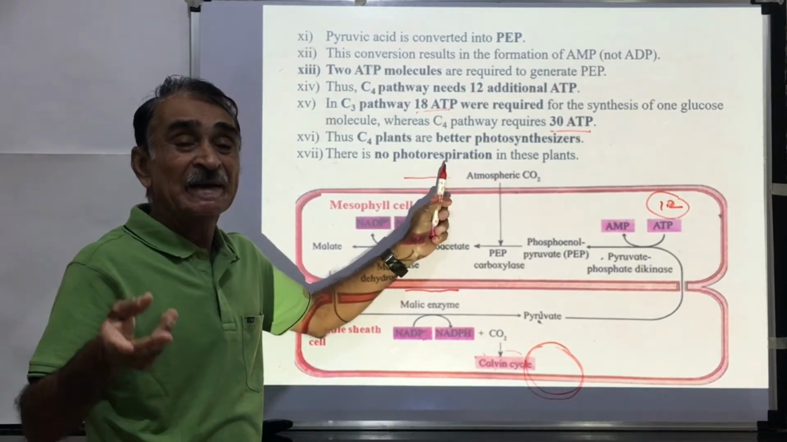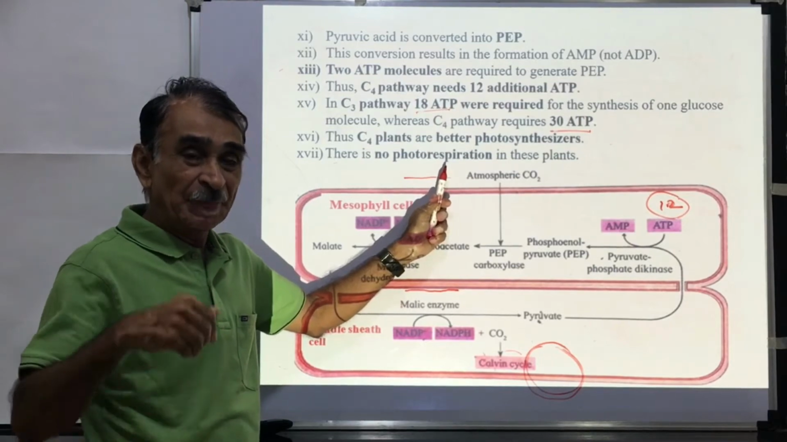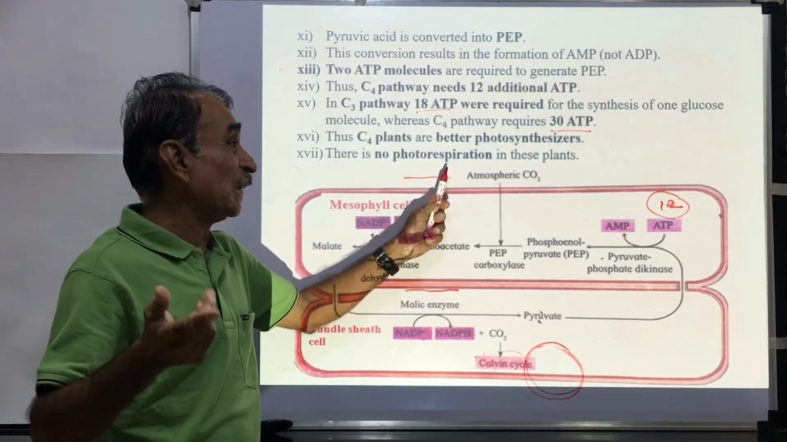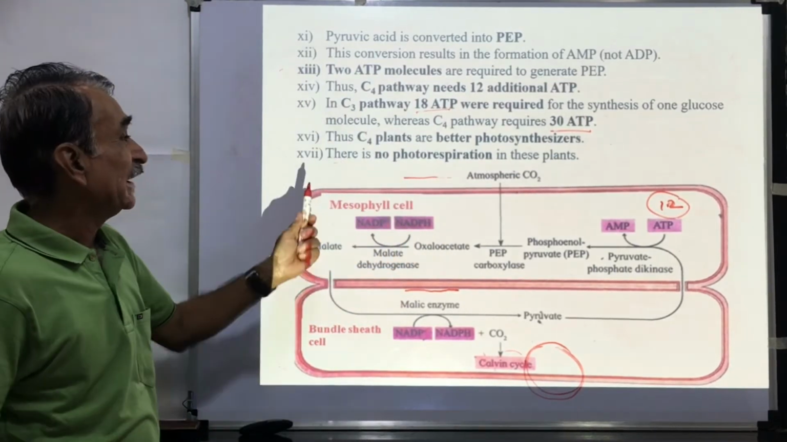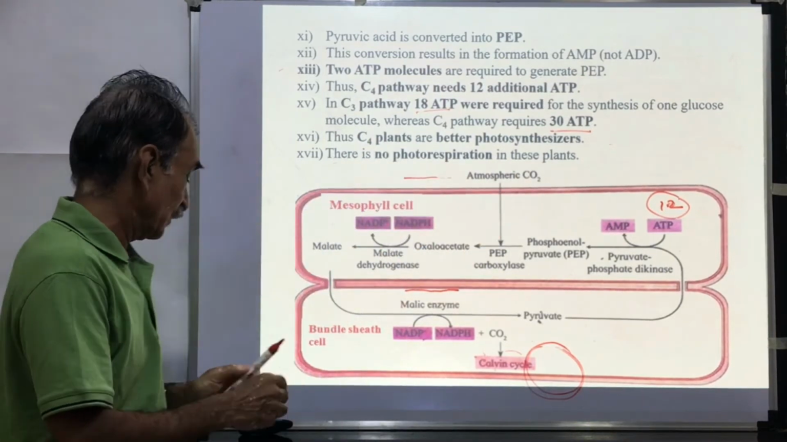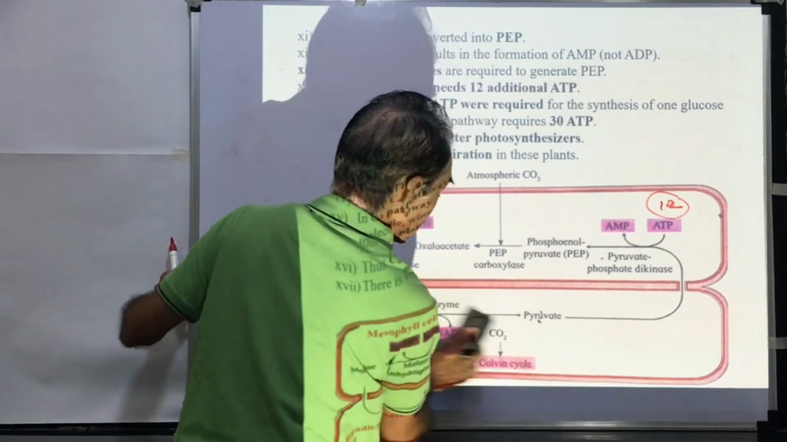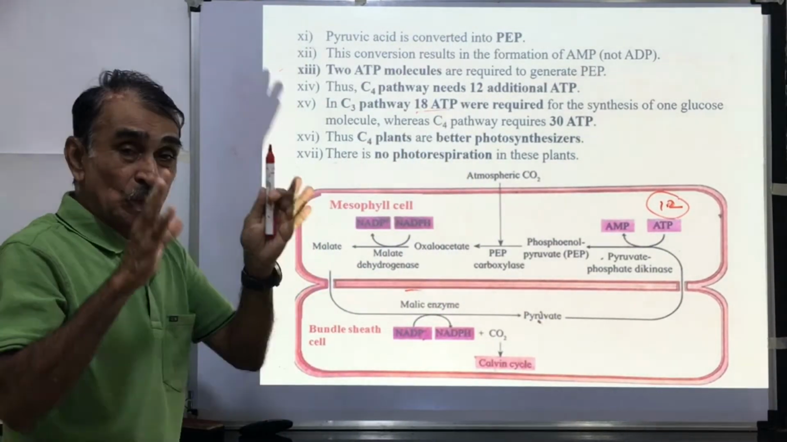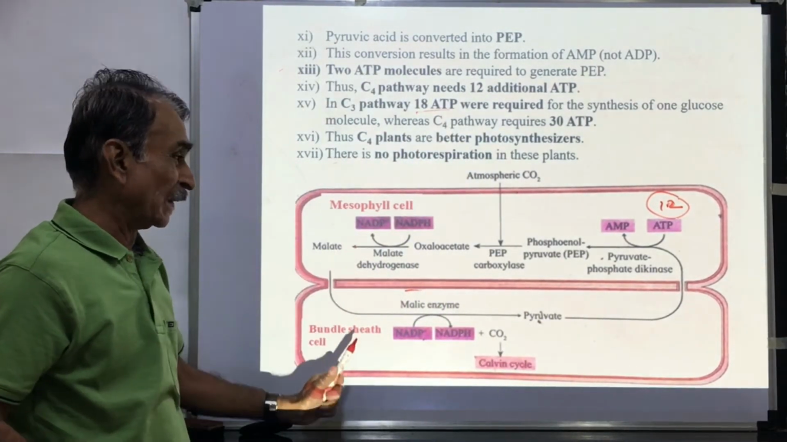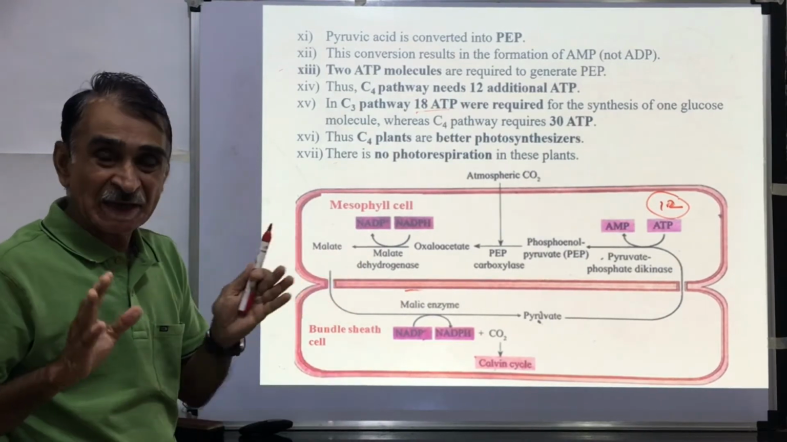C3 plants have photorespiration, but here there is no photorespiration. You see this cycle once again. 2 types of chloroplast, mesophyll and bundle sheath chloroplast. This is called as Kranz anatomy.